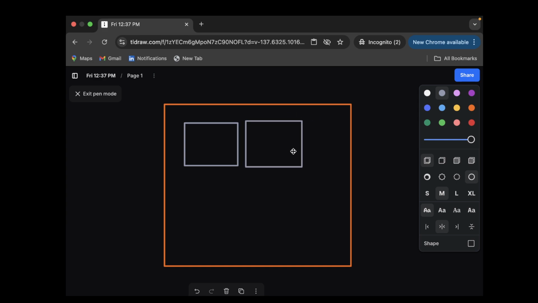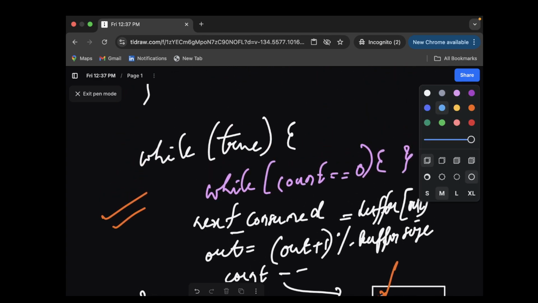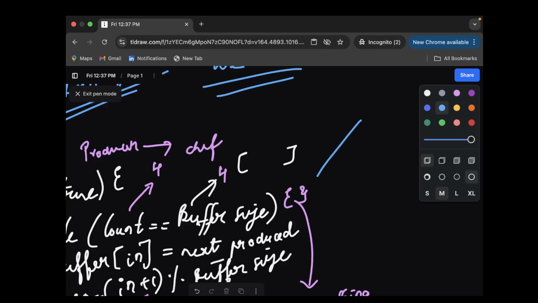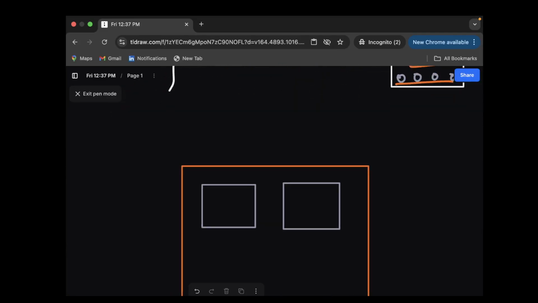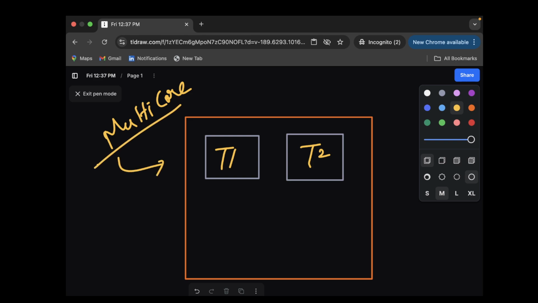Yeah, this is how my diagram is, right? So this is my thread T1, and this is thread T2, which is working on it, right? Now these two processes are working together, right? Because I have multi-core, this is my multi-core architecture. If it's multi-core, then the process execution will occur simultaneously, right?